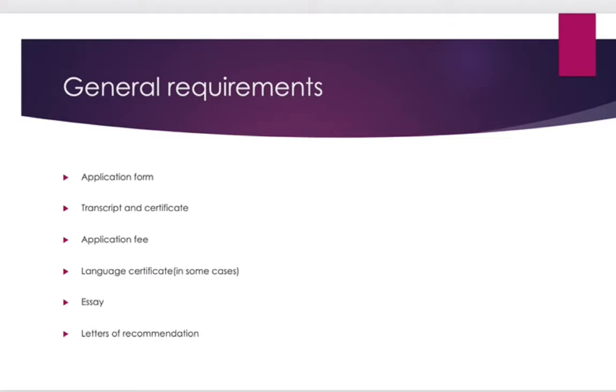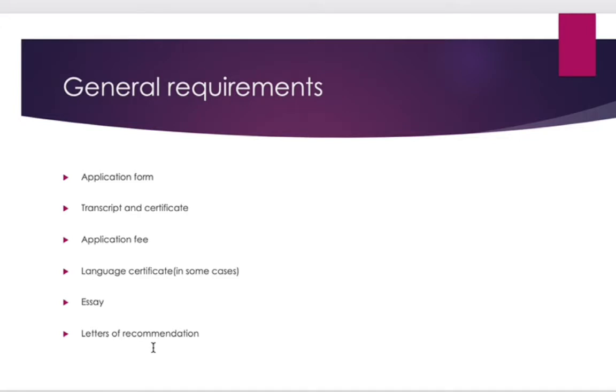So the very first thing is that for most universities, you need to fill an application form, and then you also need to provide your transcripts and your certificate showing that you've done some years of university schooling, or let's say you've had some university credits. And then of course you have to pay an application fee. And then in some universities they ask for a language certificate. That's why I put in some cases, it's not in every case. And then they'll ask you to write a personal statement or an essay, and then you have to provide letters of recommendation or a letter of recommendation depending on the school.